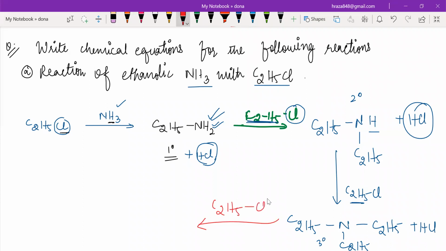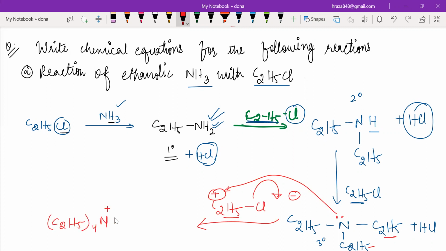What will happen here? This chlorine will take electron. There will be a negative and a positive charge. And this nitrogen has a lone pair that will attack on this part. So what you will be getting? C2H5 thrice is already there, and one more C2H5 will come to make it four times, and then there will be N positive, and then Cl negative, which is known as quaternary ammonium salt.